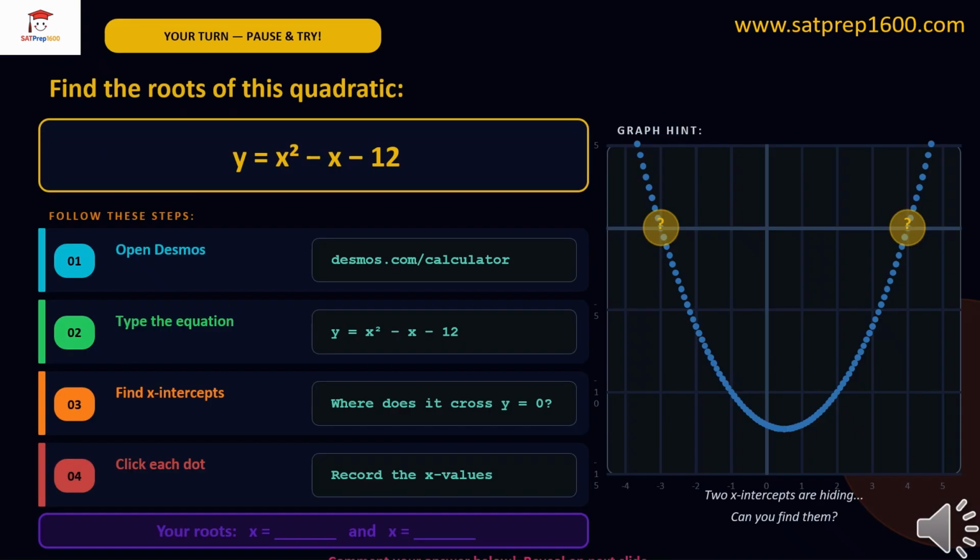Your turn. I want you to actually pause this video and try it. Find the roots of y equals x squared minus x minus 12. Open desmos.com/calculator. Type the equation exactly as you see it. Look for where the parabola crosses the x-axis. There are 2 intercepts hiding in this graph. Click each one and write down the x values. I'll give you 10 seconds. Pause now, try it, then come back, and we'll check the answer together.